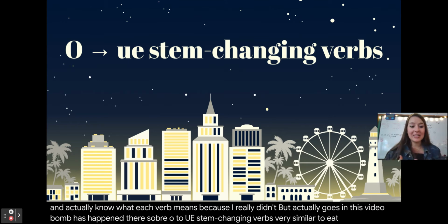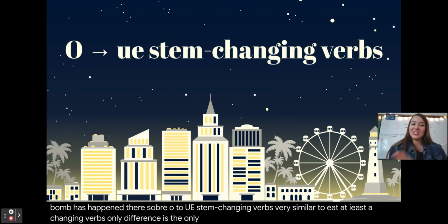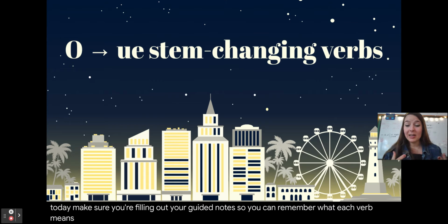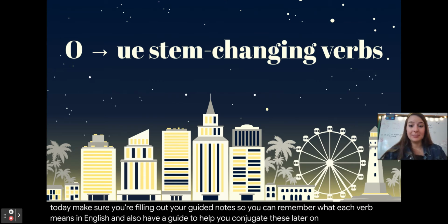Very similar to E to IE stem changing verbs. The only difference is the O changes to a UE, and we're going to learn how to do that today. Make sure you're filling out your guided notes so you can remember what each verb means in English, and also have a guide to help you conjugate these later on.